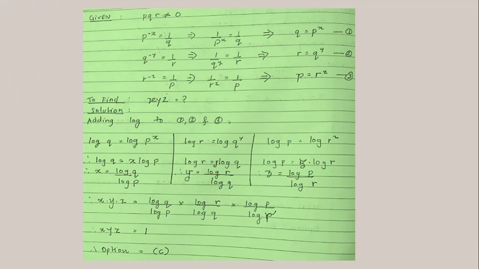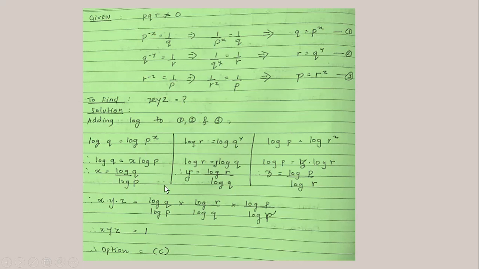In which I've solved it. Here it is given that PQR is not equal to 0 and these are the three given equations. So I've cross multiplied it to get a simpler form. And then on these three equations, I've taken log on both sides. So you get this, and after evaluating this, I've taken x on the front, and after evaluation, you get the value of x as log q upon log p. And similarly, I've solved for the second and third equations.